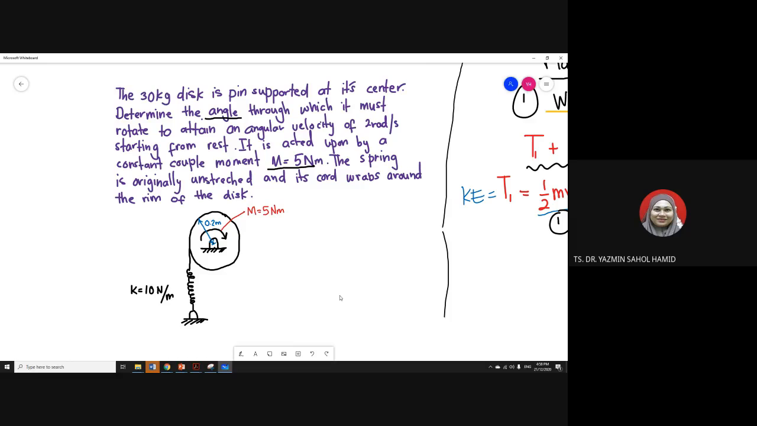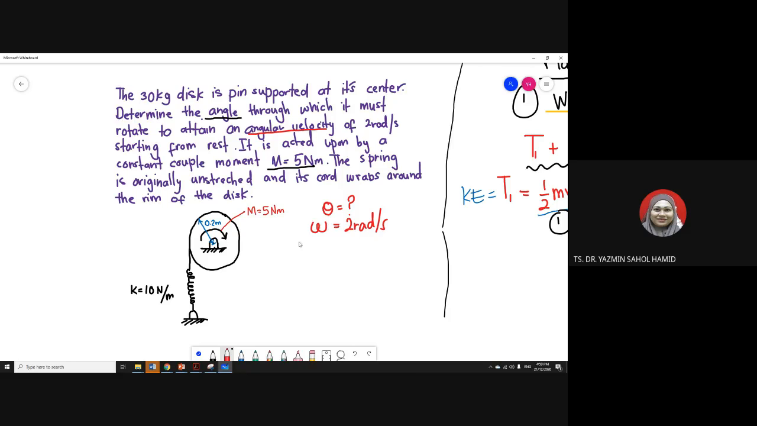Okay, good. Now let's read this question together. The 30 kilogram disc is pinned, supported at the center. Determine the angle, so now dia nak angle. Determine the angle which it must rotate to attain an angular velocity. Okay, angular velocity tu apa? Simbolnya apa? Omega. Okay, so omega kita adalah 2 radian per second, starting from rest.